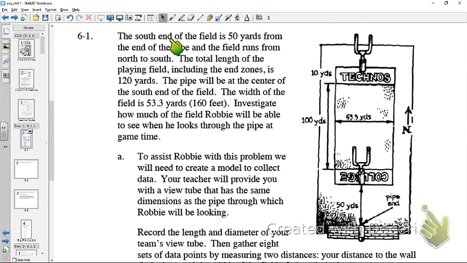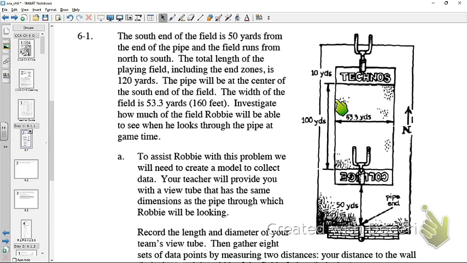The south end of the field is 50 yards from the end of the pipe, so that would be his point of view, right? So he's here, but he starts seeing from here, the field, and that's 50 yards. The total length of the playing field, including the end zones, is 120 yards. If you don't know anything about football, this end zone is one team's touchdown, and that's 10 yards wide. Then you have 100 yards of playing field, and then another 10 yards for an end zone. So altogether from end to end, that's 120 yards total.